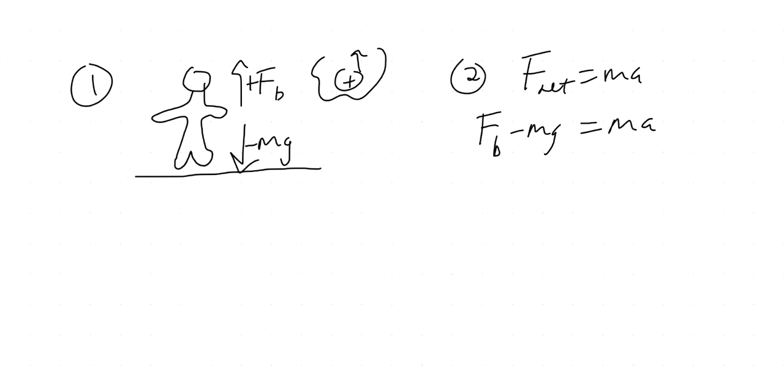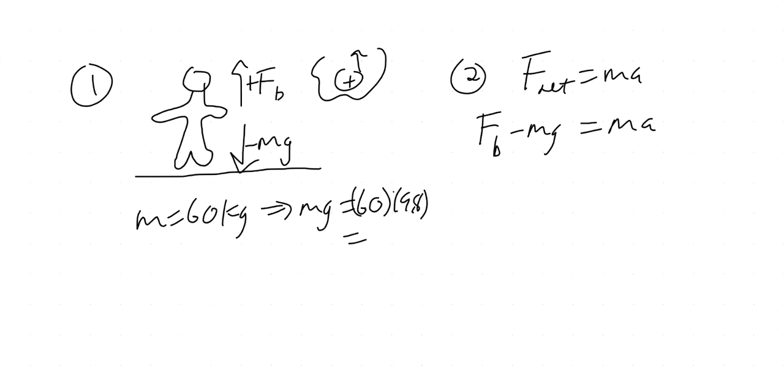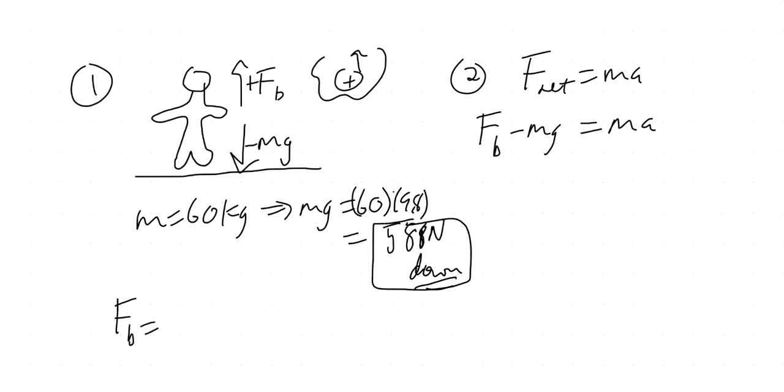So the mass of the person was 60 kilograms. So that gives me mg. So mg equals 60 times 9.8, which is 588 newtons down, right? Down as negative. So I'm not going to write negative. I'm going to write the word down, right? So I'm going to plug 588 in here. What is the buoyancy force, though? The buoyancy force is the density of the fluid times volume times g.